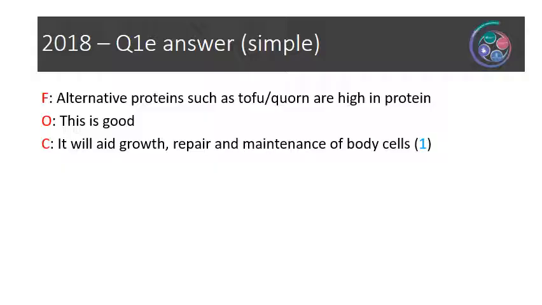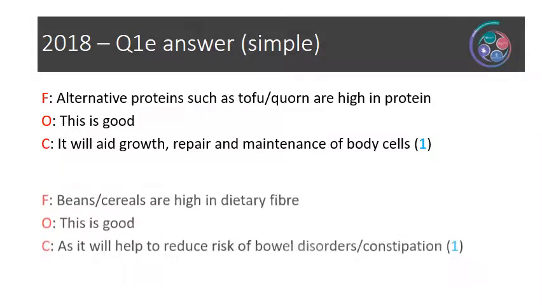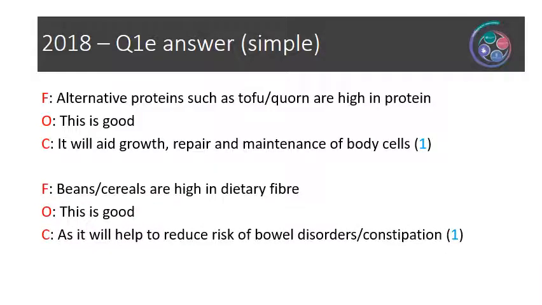For the second mark, you would need to have another judgment. Fact, beans or cereals are high in dietary fibre. Opinion, this is good. Consequence, as it will help to reduce the risk of bowel disorders or constipation. Answering 2 simple answers will then access you the 2 marks.